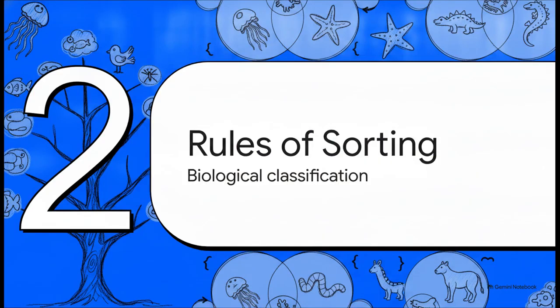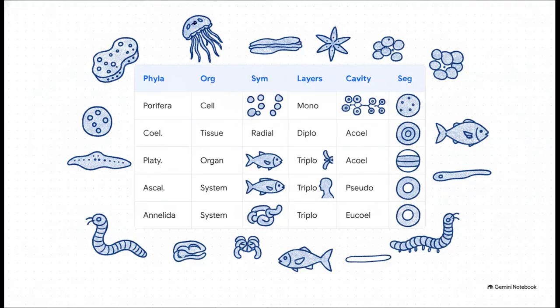Moving right along to Section 2, the rules of sorting. How do we even begin to classify all this life? Well, this categorization by Robert Whittaker acts like a brilliant biological matrix. It basically shows how specific traits mix and match across different organisms. Think of it like a highly illogical checklist.